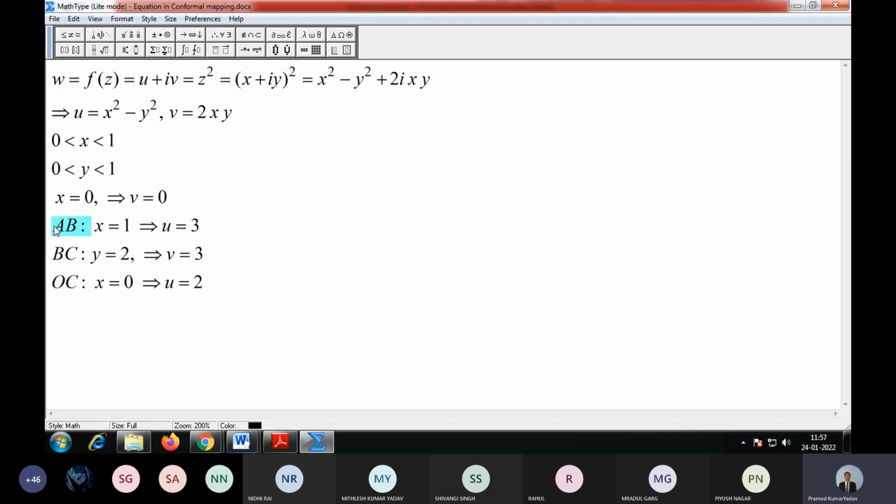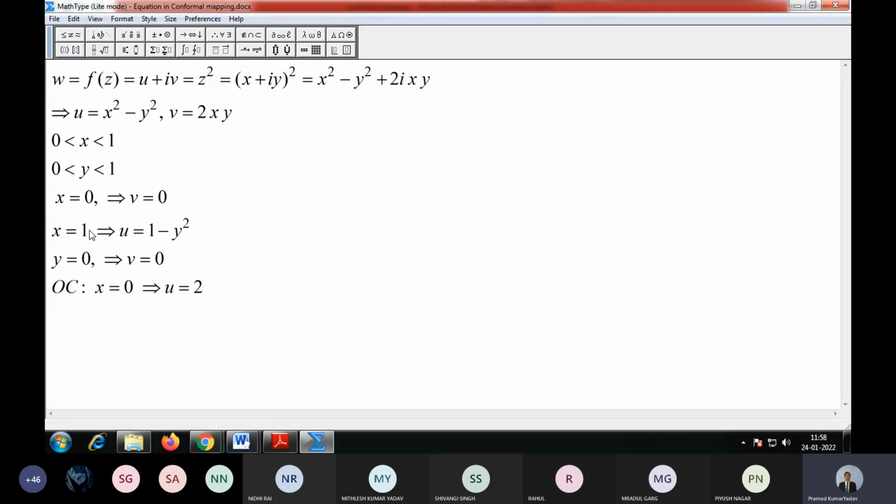Similarly, when y equal to 0, what will happen in this case? y equal to 0 means u equal to x square, but v will come 0. So x equal to 0 and y equal to 0, these are going to transform to the boundary v equal to 0. But when x equal to 1, then u will come 1 minus y square. Please check. 1 minus y square.